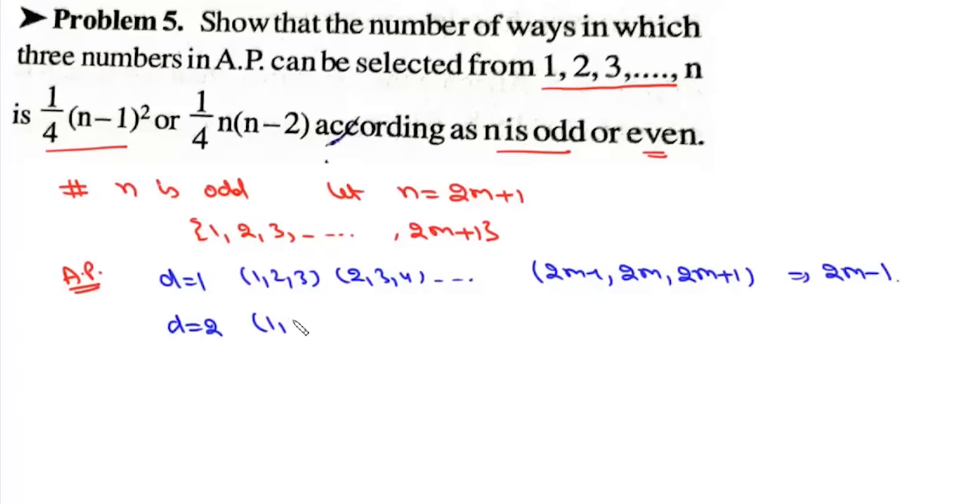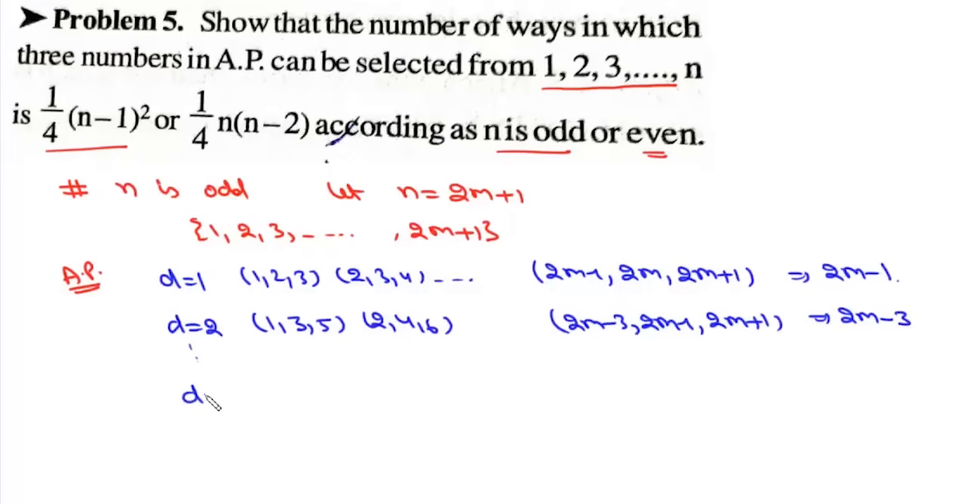With common difference 2, it will be 1, 3, 5, 2, 4, 6, and here it will be 2m - 3, 2m - 1 and 2m + 1. So there will be 2m - 3 such cases, and finally numbers whose common difference is m. So it will be 1, 1 + m and 2m + 1, which is simply 1.